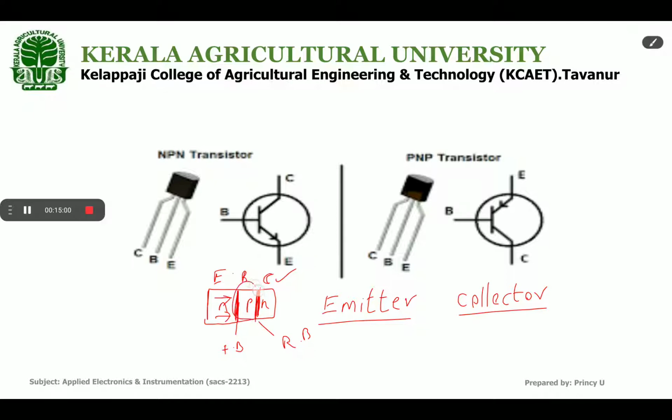So this portion in between the emitter and collector is known as base, and the base emitter junction is always forward biased, allowing low resistance for the flow of emitter current. And the base collector junction is always reverse biased, so it provides high resistance in the collector circuit.